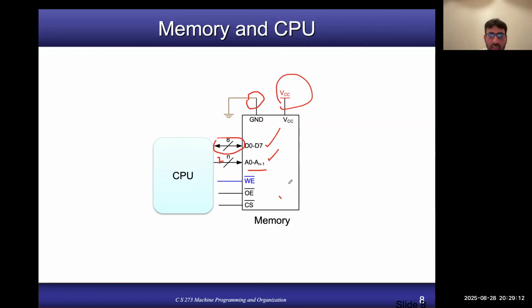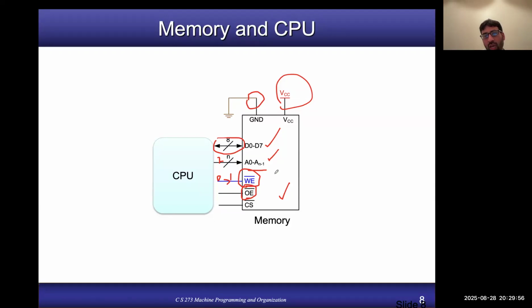Now, how does the memory know whether, for the address which is given, it is going to perform a write operation or a read operation? For that, you have control signals. This one is known as write enable. It is also sent by the CPU, and all of them are active low. Active low means that a signal is active when it has a bit value of 0. So when the CPU sends 0 here, it is telling the memory chip that I want to do the write operation. And when it is sending 1, it's telling the memory chip that no, I don't want to do the write operation.